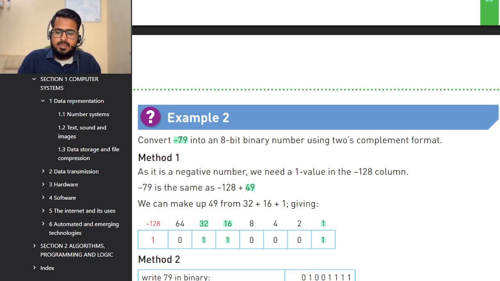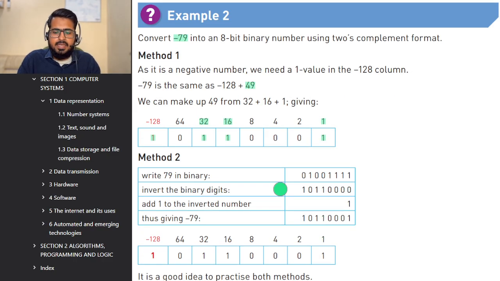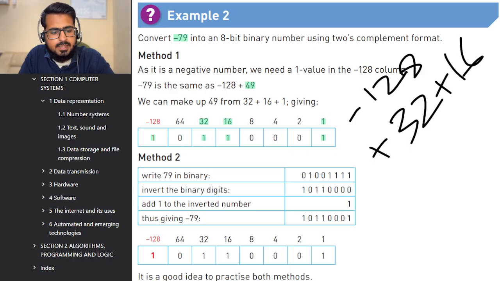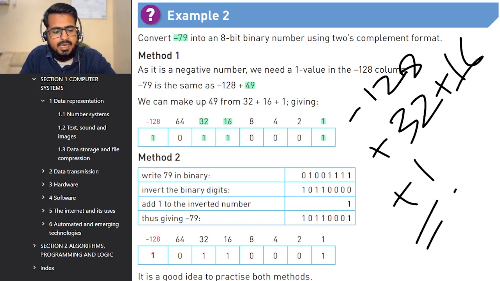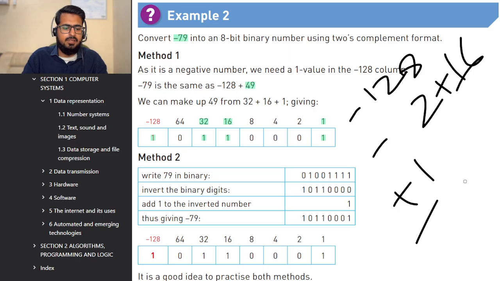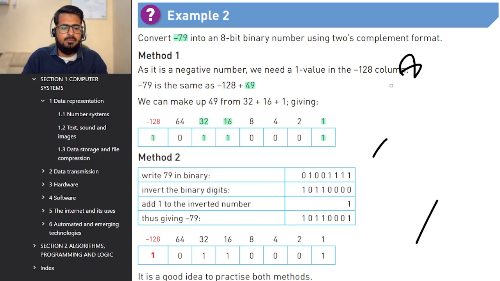And we know if it's a negative number, we put 1 on the leftmost bit, and we will get the same answer. So if you do the calculation of minus 128, right, plus 32 plus 16 plus 1, it is equal to negative 79, right? Just to cross-check each and everything, we are getting the same answer.